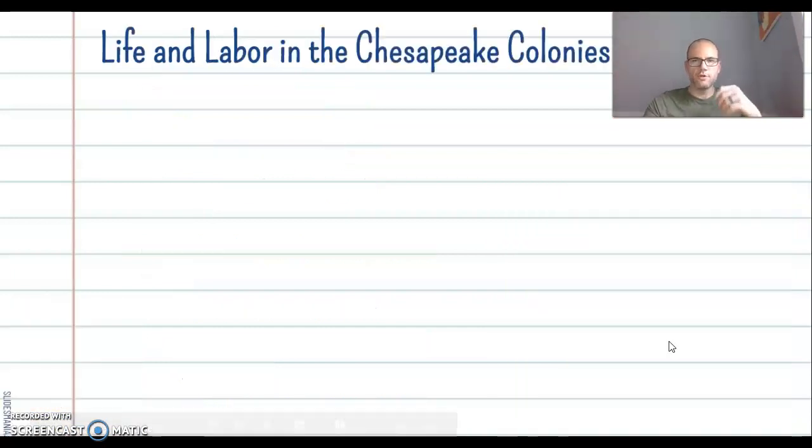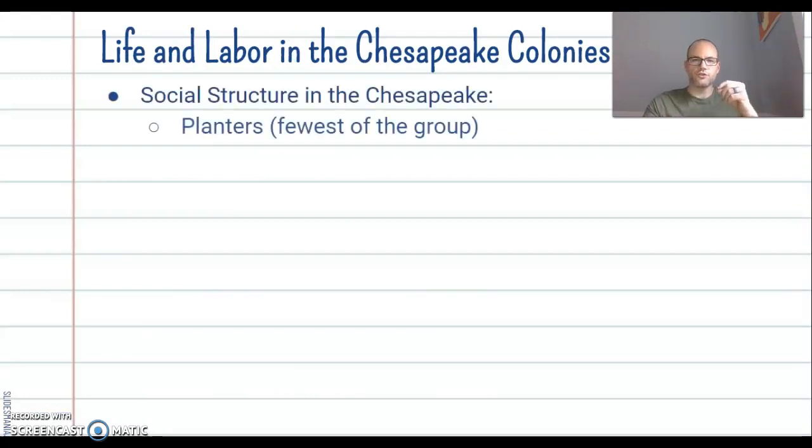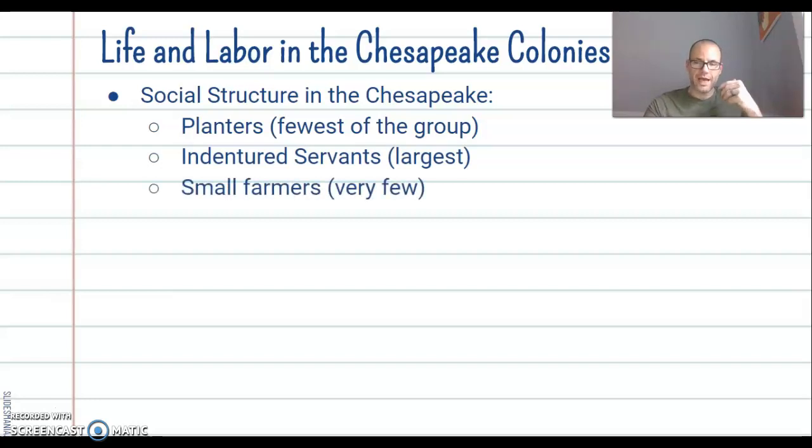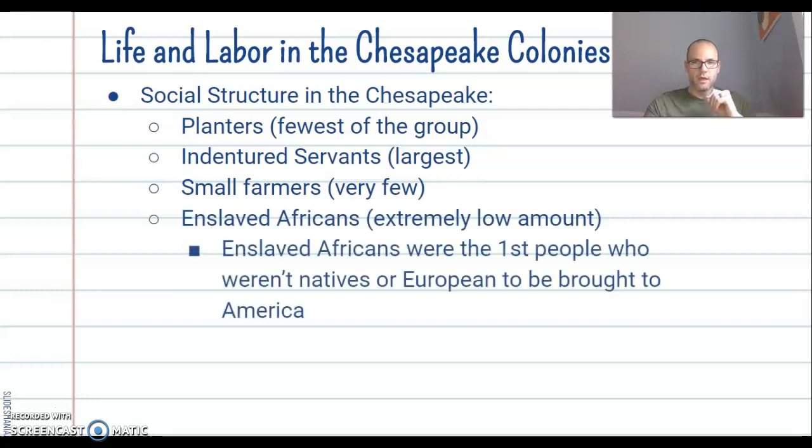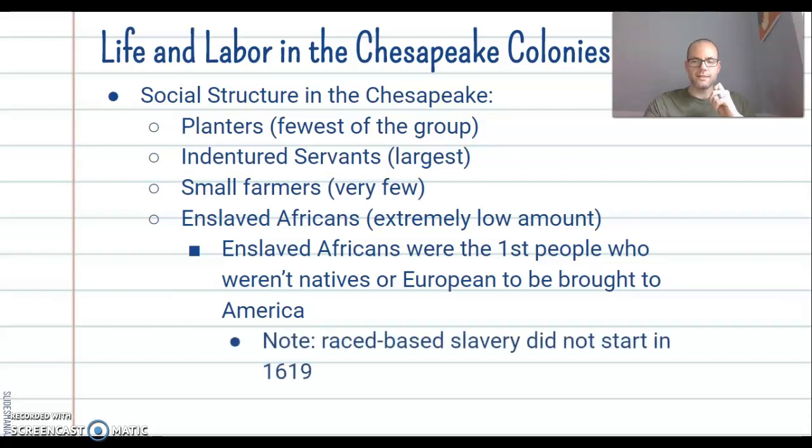Okay, so let's move into the life and labor of the Chesapeake very quickly. The social structure is planters, these people who are growing these huge plantation farms of tobacco. It's a very few numbers of those. This new group called indentured servants. We have some small farmers, and we also have enslaved Africans, but it's a very small amount of enslaved Africans. And the reason that it's a very small amount is because it's too expensive, which I'll explain shortly.